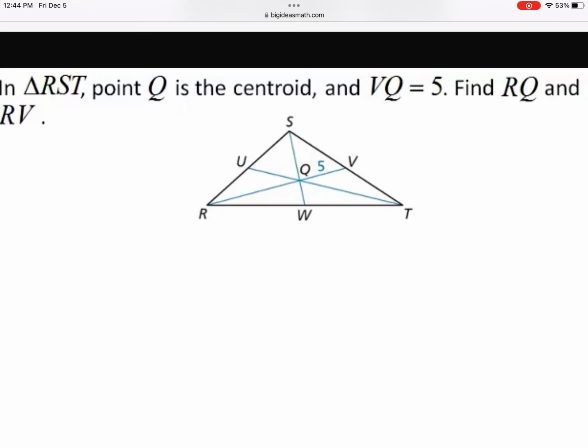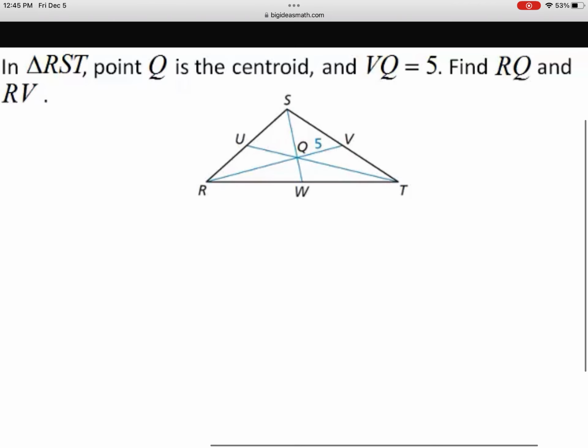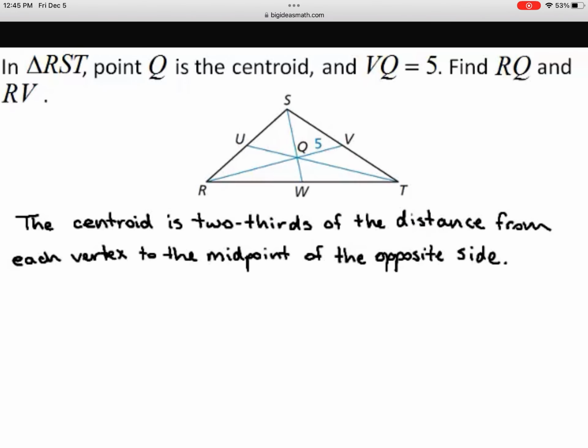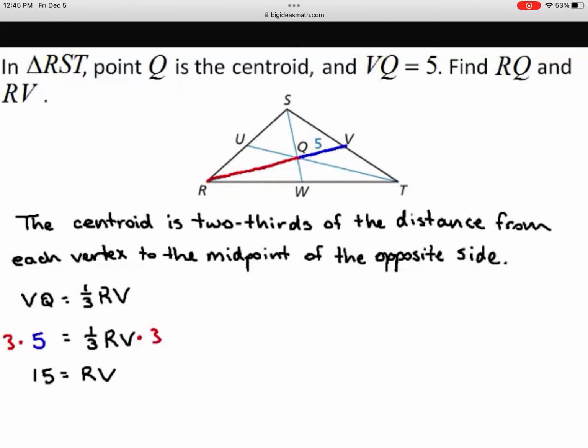In triangle RST, point Q is the centroid, and VQ equals 5. Find RQ and RV. The centroid is 2/3 of the distance from each vertex to the midpoint of the opposite side. So VQ equals 1/3 times RV. Substituting in 5 for VQ gives 5 equals 1/3 times RV. Multiplying by 3 on each side gives 15 equals RV.